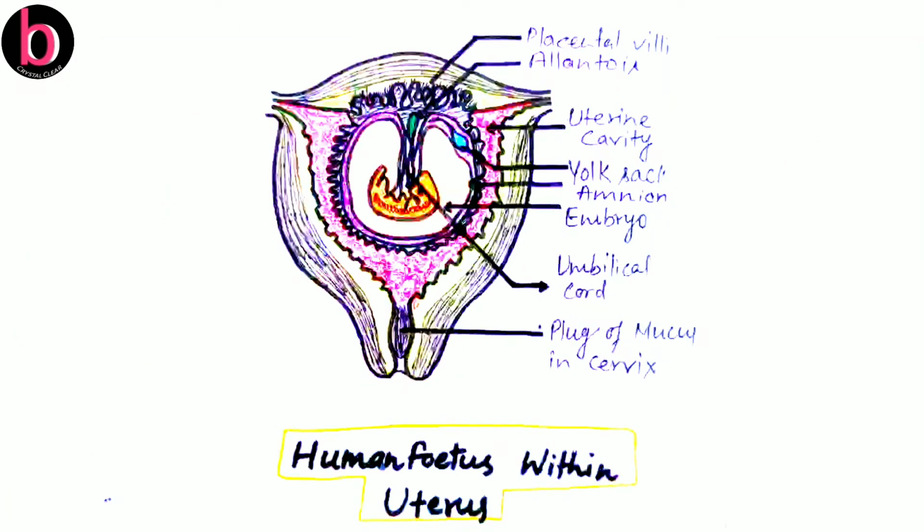Hello friends, in this video lecture we will discuss extra embryonic membrane and embryonic development. So first, extra embryonic membrane. As the name suggests, extra embryonic membranes are the additional membranes found around the embryo. In the fetal development process, the embryo is later converted into a fetus while the membrane still continues. So these membranes are also known as fetal membrane.